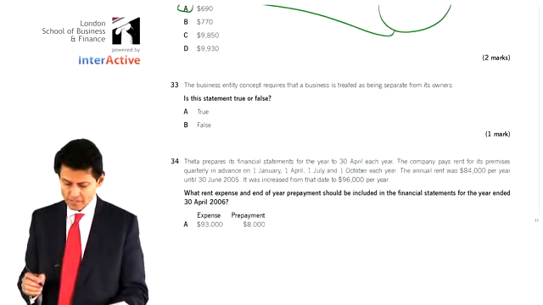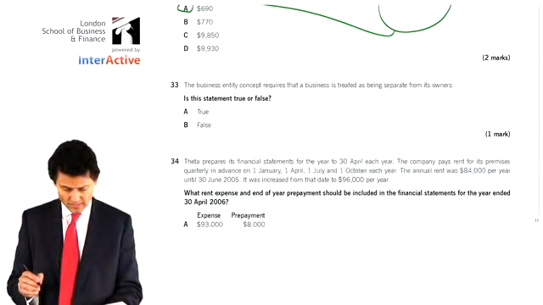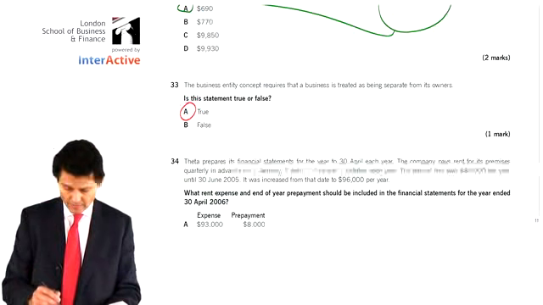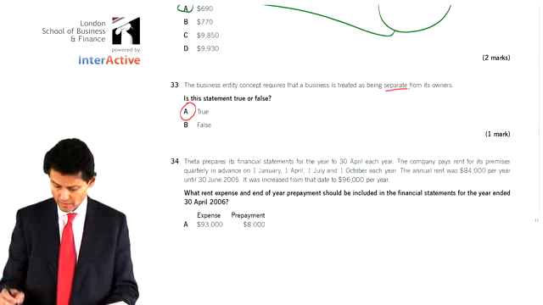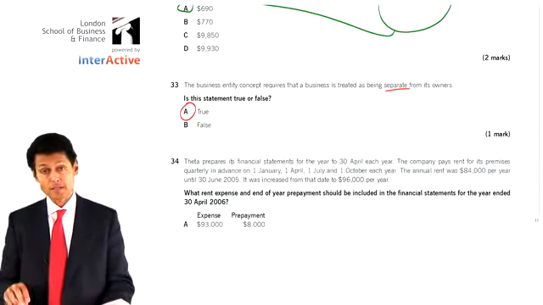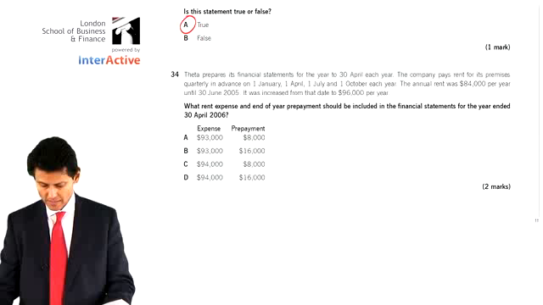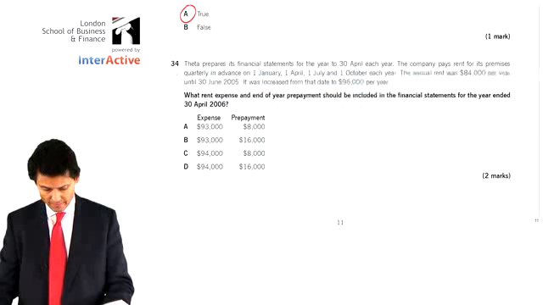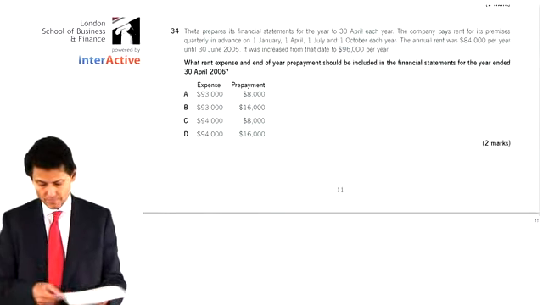A business entity concept requires that a business is treated as being separate from its owners. Is that true or false? And the answer quite definitely is that it is true. It is separate from its owners. We were doing partnerships recently, limited company accounts, sole traders. The two are meant to be separate in terms of the accounts anyway. And so we press on.